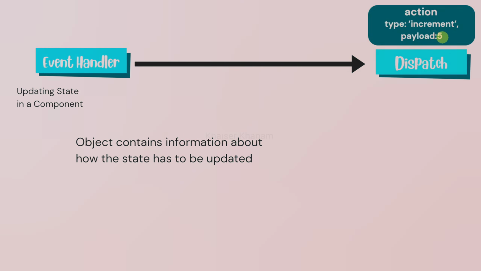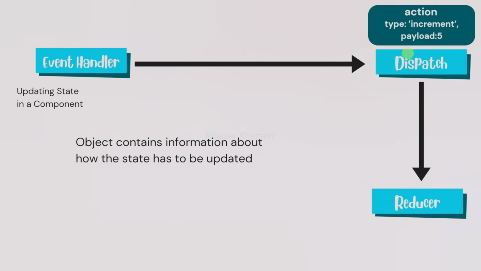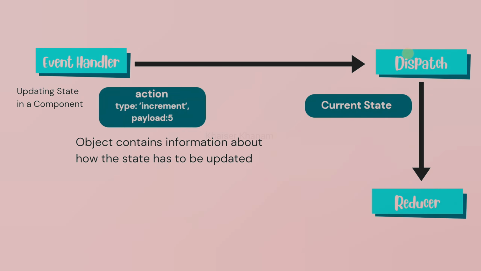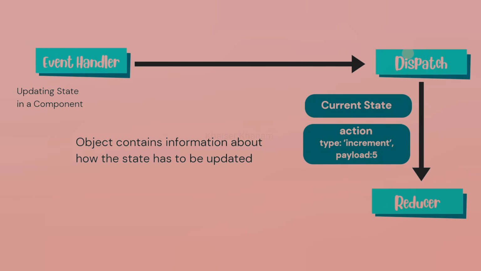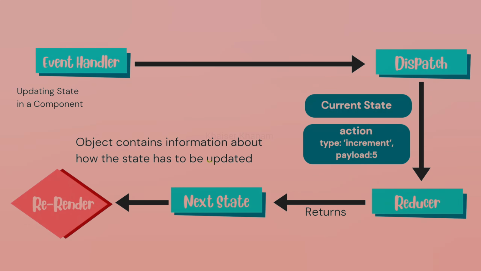Inside this object we can add multiple properties, but this is the standard most developers follow. For type we simply give type, and for payload we give payload. Once we have called the dispatch function along with the action, this action will be passed to our reducer function, which takes the current state and the action as its arguments, and in return gives us the next state. And as always, whenever we update the state, we re-render our component.